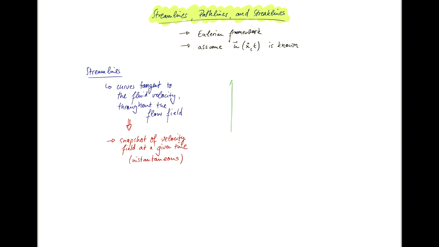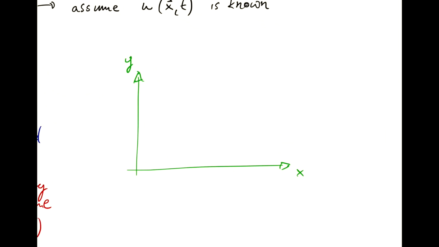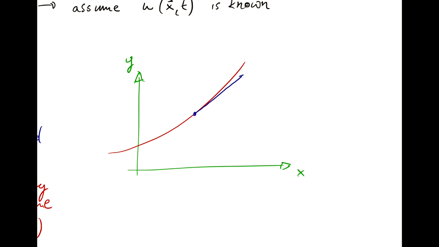So consider a 2D flow. Here we have axes x and y. And let's say a particular streamline looks like this. That means that the velocity at a given point is always tangent to this streamline. So this might be u at this position x, given time t, and it has components, horizontal velocity u and vertical velocity v. Now, the streamline segment at this point x, y is given by ds, and it consists of components dx and dy.